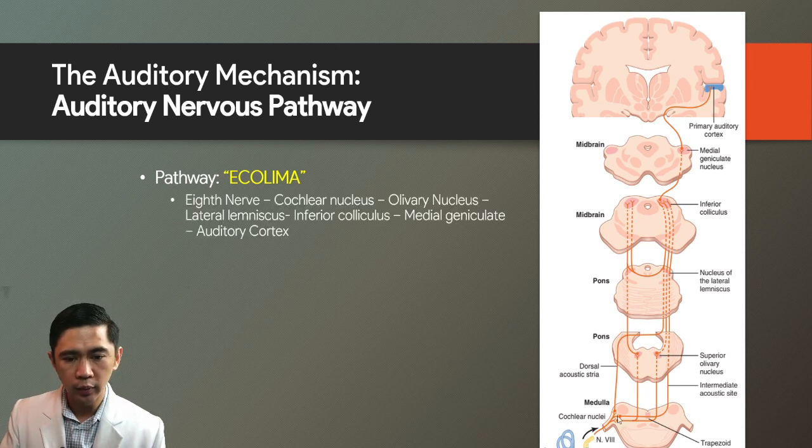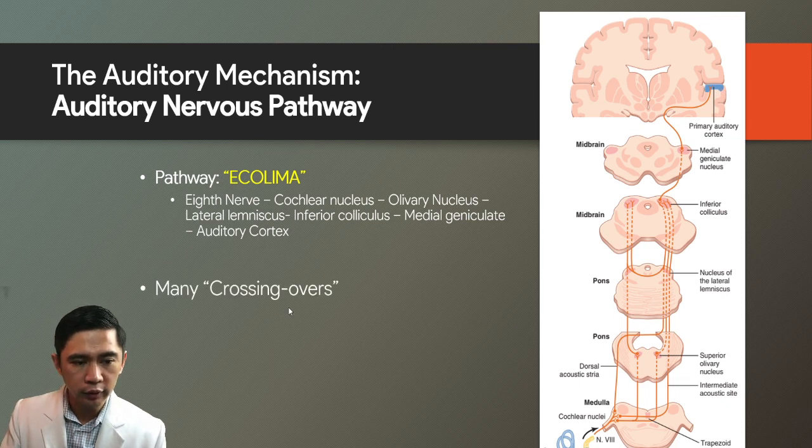So the eighth nerve will synapse into the cochlear nucleus, and the cochlear nucleus will communicate to the superior olivary nucleus. Another stop will be the lateral lemniscus, inferior colliculus, medial geniculate nucleus, and lastly the auditory cortex. Take note that there are many crossovers in the pathway, which means that a signal from one side of the ear will cross to the other side. Some signals will just stay on the ipsilateral side.